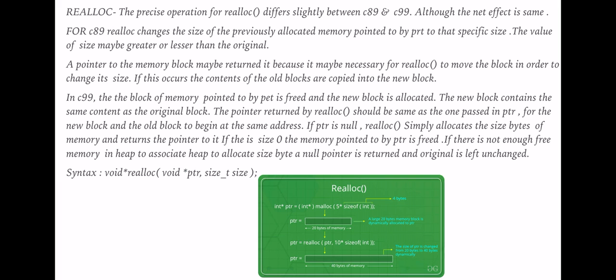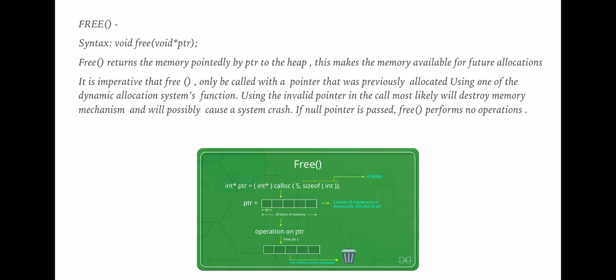The free function can only be called with the same pointer that was previously allocated using one of the dynamic allocation functions. Passing an invalid pointer will most likely create bugs and destroy the memory management mechanism. These bugs will be harder to find because their location is unknown. Now look at the example. So 20 bytes of memory is allocated for ptr and the statement free ptr releases the memory and it can be used for further new allocations.